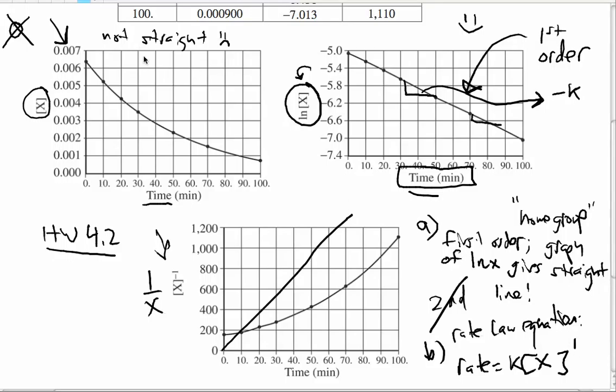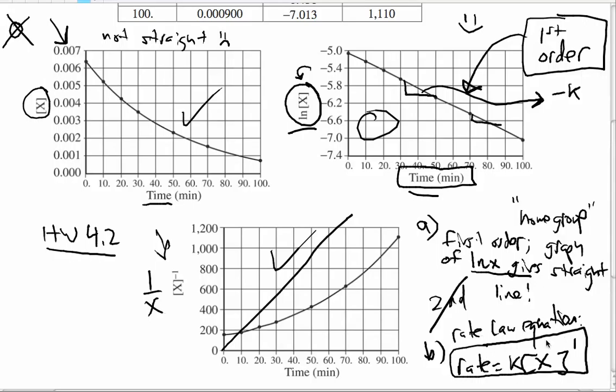So again, let's go over this one more time. The goal is to straighten the line out. The only graph that gave a straight line was the one that plotted the natural log, or ln of x versus time. Any graph where the natural log of the reactant versus time is straight is said to be first order. Thus, it's first order, the graph of ln of x gives a straight line, and the rate law equation is going to be such. You don't necessarily have to show that one if you do not want to.